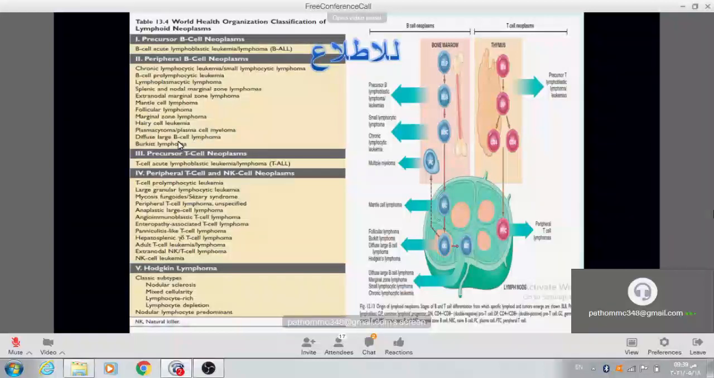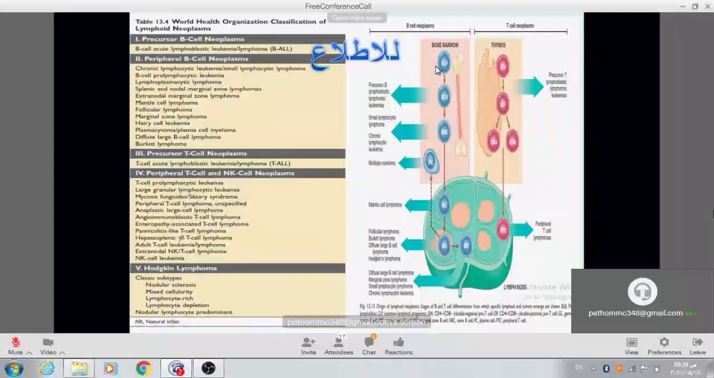You don't have to know all of them, we will take some selected examples. Also we have precursor T-cell neoplasms, T-ALL, which is also leukemia/lymphoma, and again peripheral T-cell neoplasms, a long list of tumors. All these are non-Hodgkin lymphoma. The last type is Hodgkin lymphoma, which we will discuss in detail. We will take the classical subtypes of Hodgkin, and also the non-classical type, which is called nodular lymphocyte predominant, in this lecture.